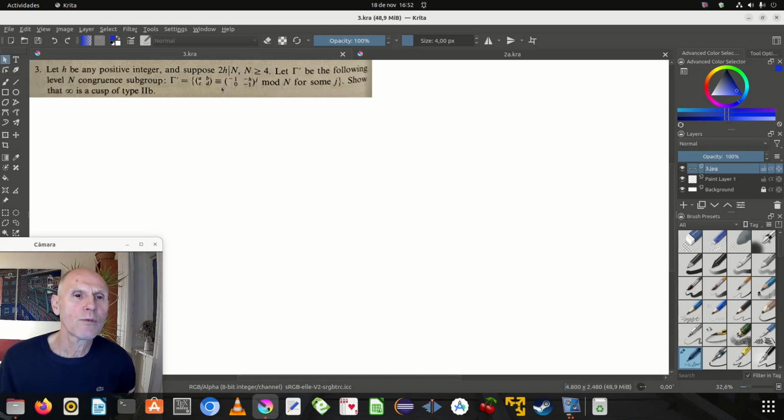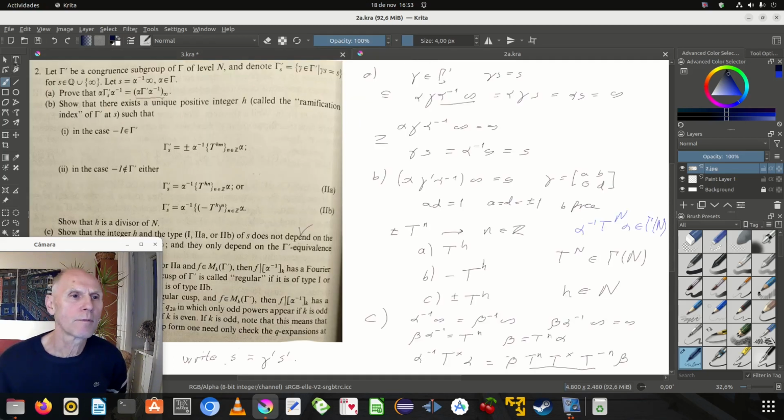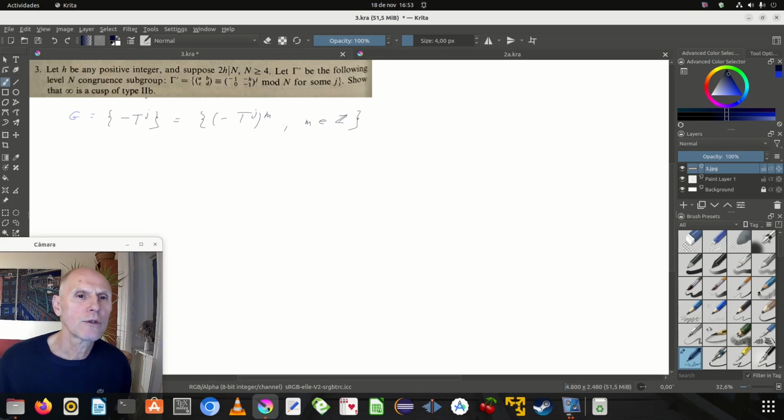So that means that if we just take the subgroup generated by minus t to the jth, I think he writes it like this, then that's the stabilizer group for infinity. And it obviously has the right form, corresponding to case 2b. So there was nothing to it.